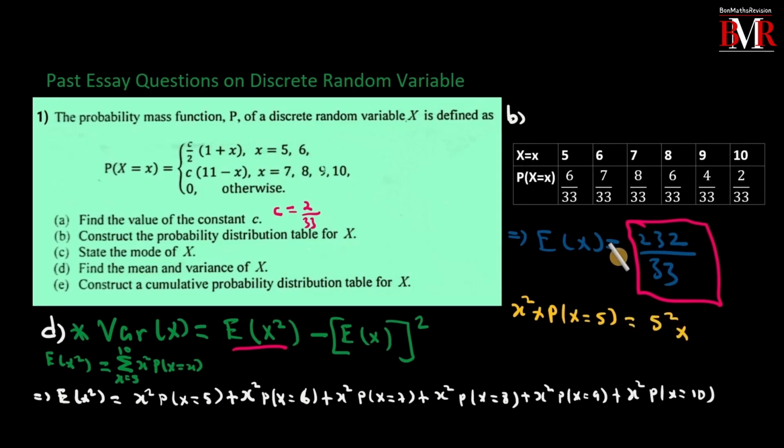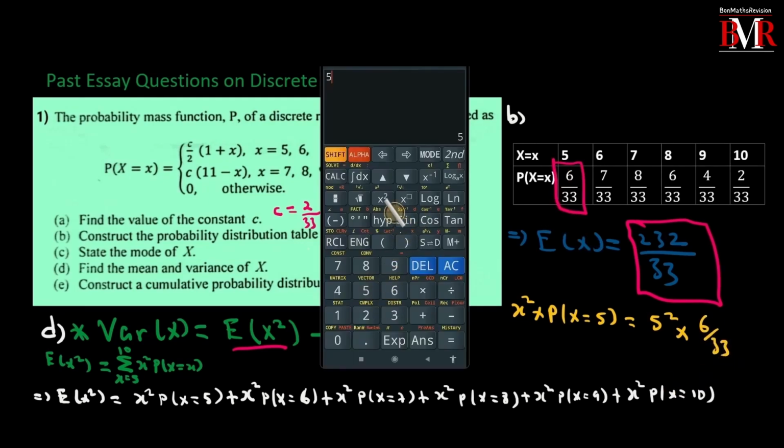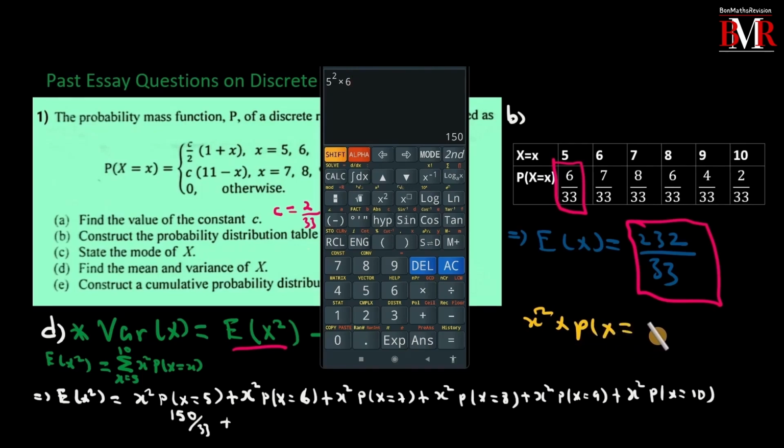That is x squared times the probability of x equals 5, which is 5 squared times 6 over 33 from the table. That is 6 over 33. 5 squared times 6 is 150. So it means this is 150 over 33. So for this term, we have 150 over 33 plus x squared times the probability of x equals 6.